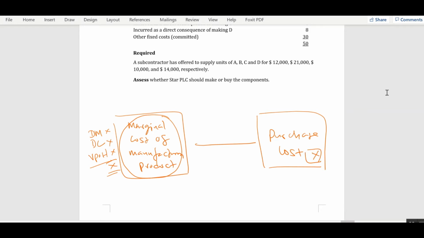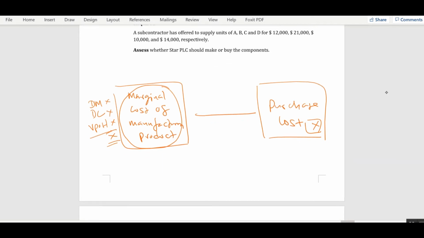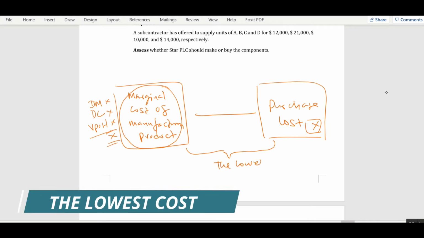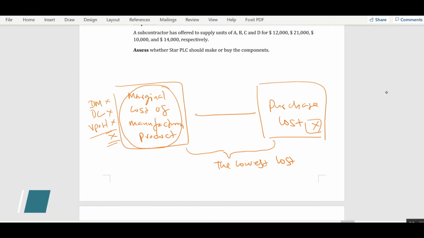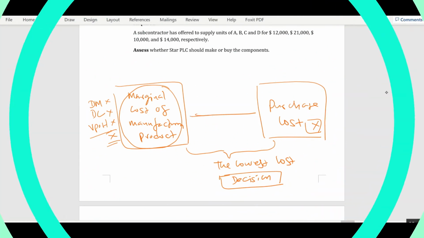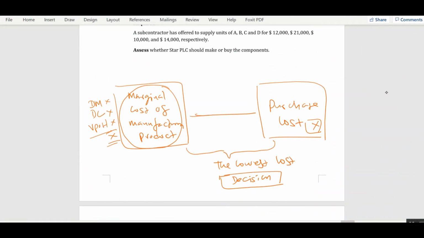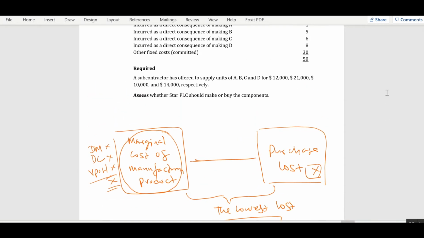So you will have the purchase cost. So just compare these two costs and you need to select the lowest cost. So this will be the decision that you need to make. So whichever is lower, that cost will have to be taken as your final decision. Whether the manufacturing in-house is worthwhile or purchasing the particular product is worthwhile, that's what we need to find under this make or buy decision.